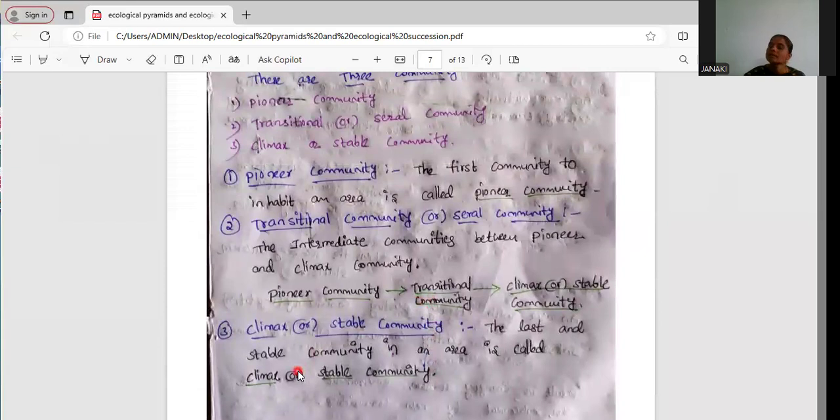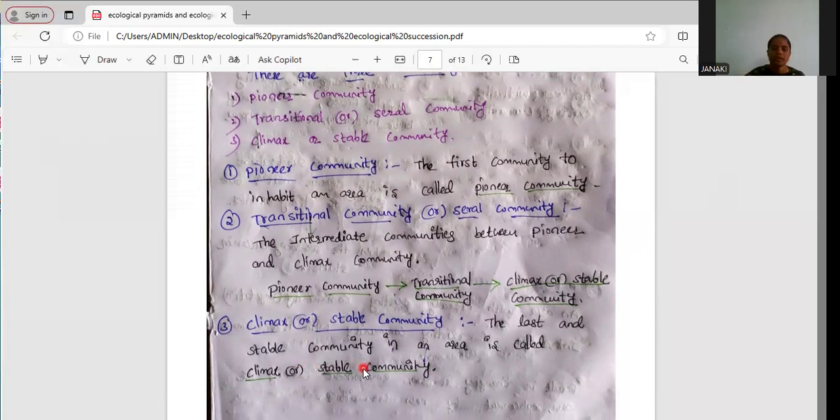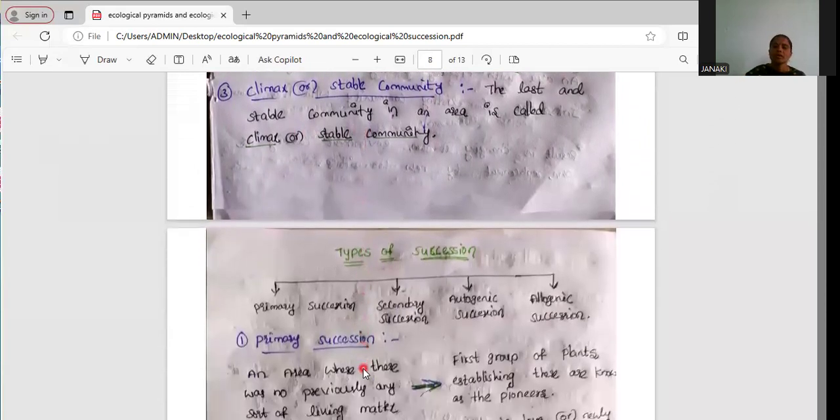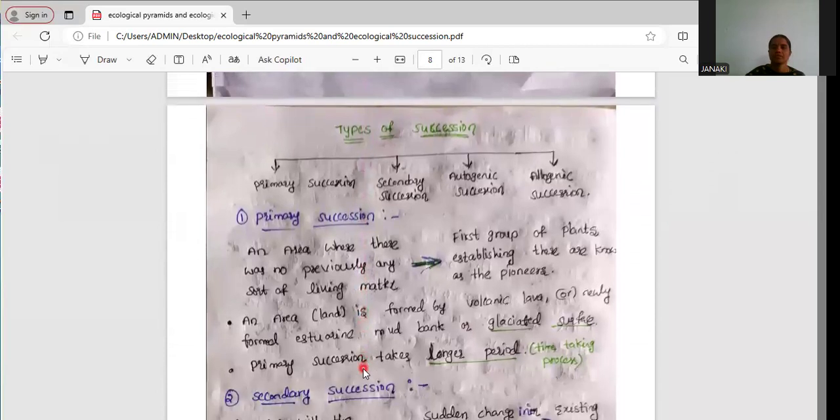Third one, climax stable community. The last and stable community is called the climax stable community. There is no further change in the communities; only one stable community remains. Okay. Next one, types of succession.